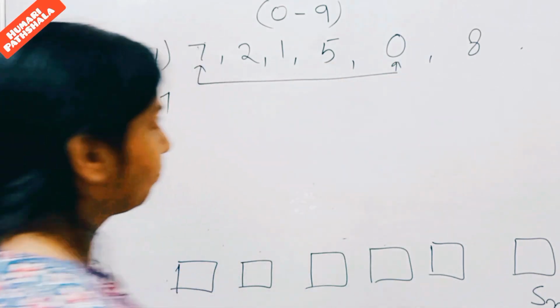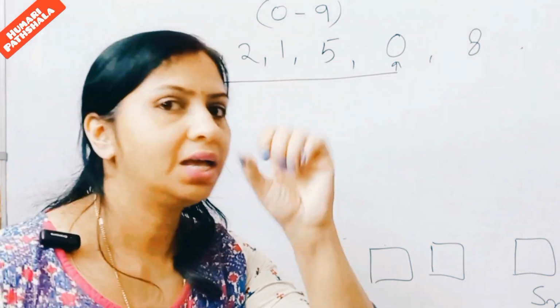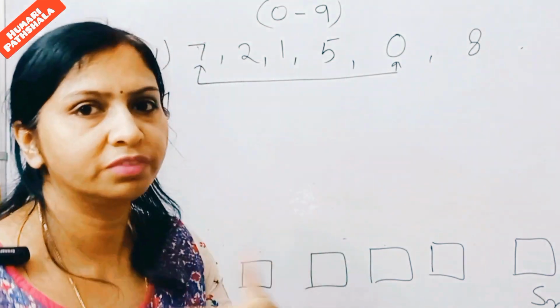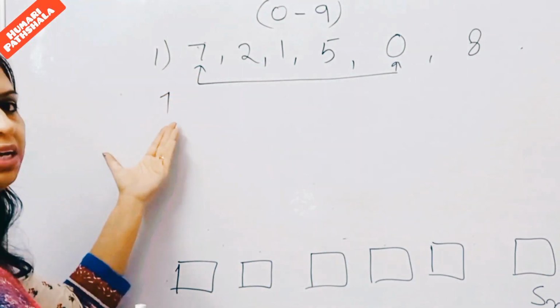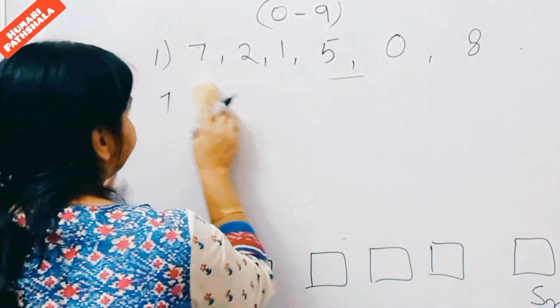Now compare 7 with 0. 0 means nothing. Which one is bigger? Of course 7 is bigger. No need to replace this number.